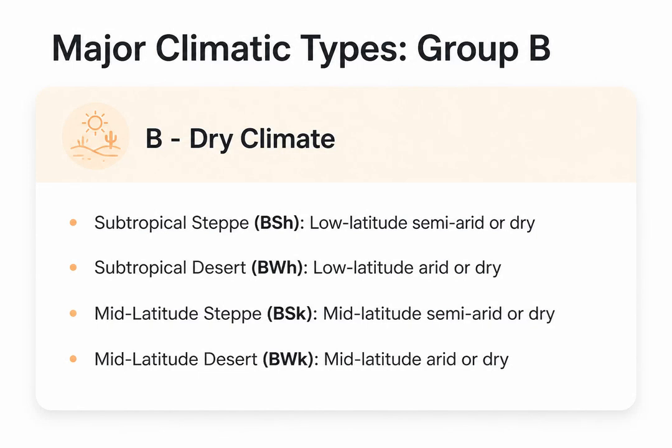For the dry climates in Group B, the combinations give us a very clear picture of the landscape. BSH is the subtropical steppe, a low-latitude semi-arid zone. BWH is the subtropical desert, which is low-latitude and highly arid. Moving away from the equator, BSK is the mid-latitude steppe, and BWK is the mid-latitude desert.